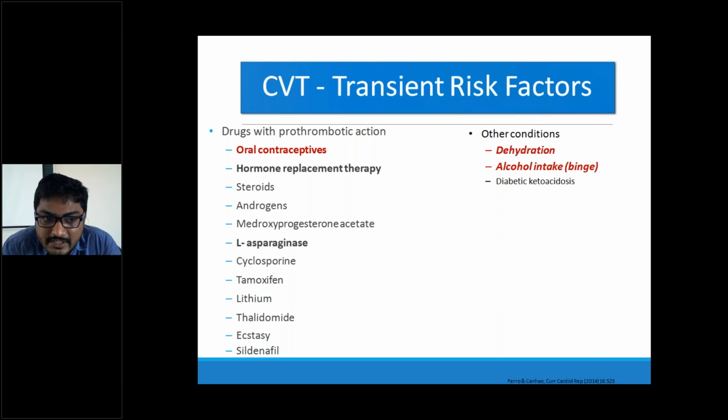Other drugs: hormone replacement therapy, steroids, androgens, medroxyprogesterone acetate, L-asparaginase, cyclosporine, tamoxifen, lithium, thalidomide, sildenafil. Other conditions: I told you dehydration and alcohol intake are major risk factors for CVT. Diabetic ketoacidosis. Can anyone tell me the criteria for diabetic ketoacidosis?